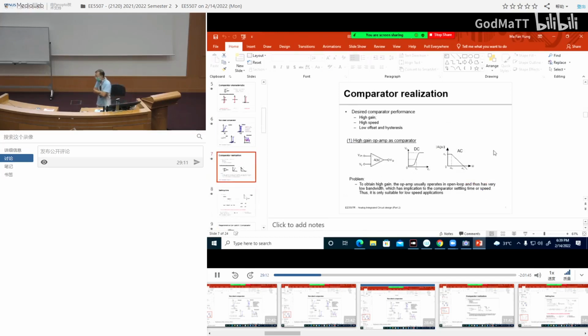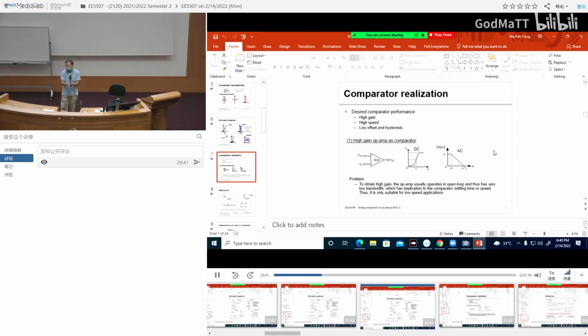Now we come to this simple question: how will you build or implement a comparator? Now you know what the function is, and what the transfer curve is. How will you actually design a comparator? Op-amp, right? You just use the op-amp.